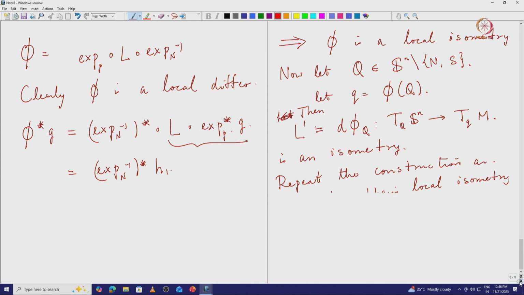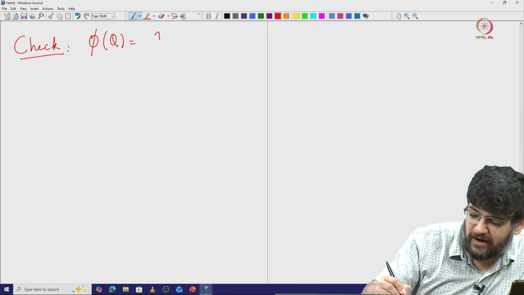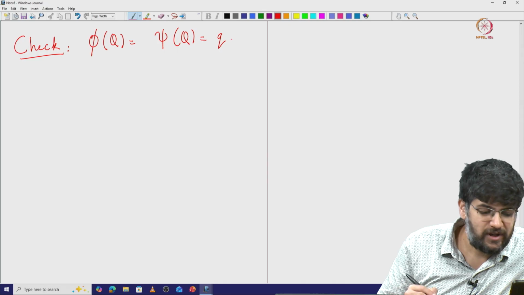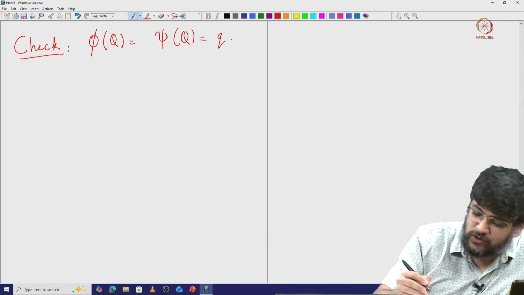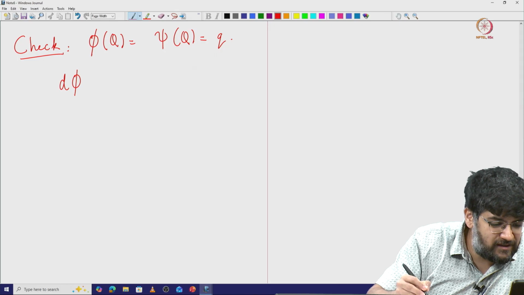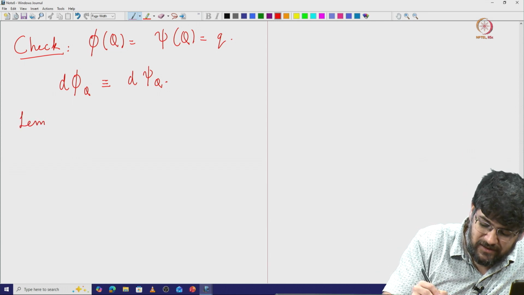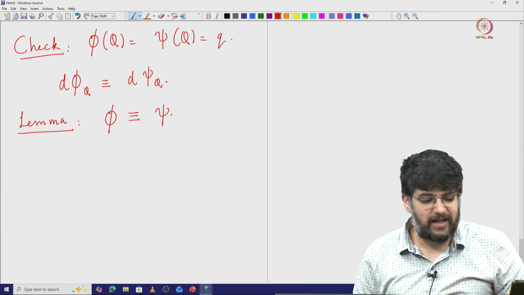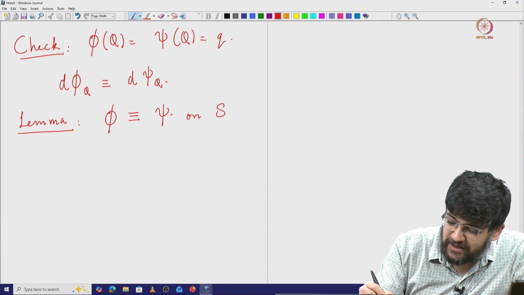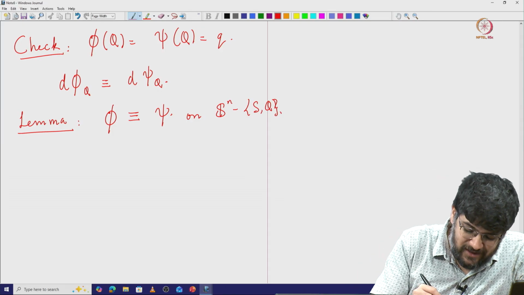So now one can check explicitly that in fact phi at Q and psi at Q are both little q, and because L prime was given by the derivative of phi at Q, one can also easily check that d phi at Q is identically the same as d psi at Q. So then by the lemma, phi is identically the same as psi wherever they are defined. So on Sn minus the south pole and minus Q.